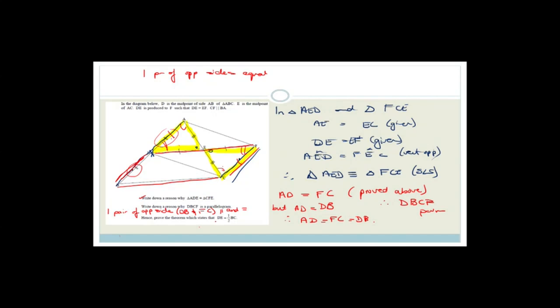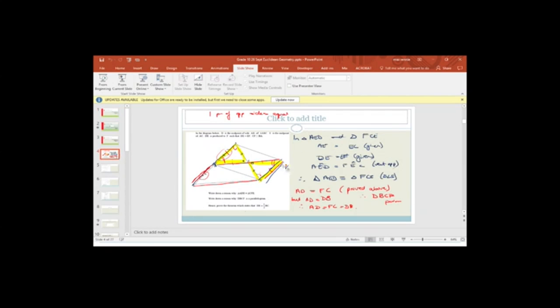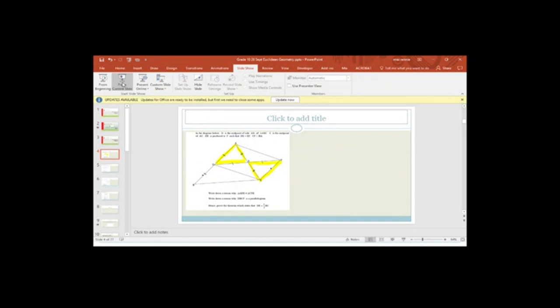Now it says, hence prove the theorem that states that DE is half of BC. Well, that's actually really easy if we think about it. We have just proven that the whole of this is a parallelogram. So we've just proven that the green thing is a parallelogram. Do you agree that this side has to be parallel to this side, and the whole of this side has to be equal to the whole of that side?